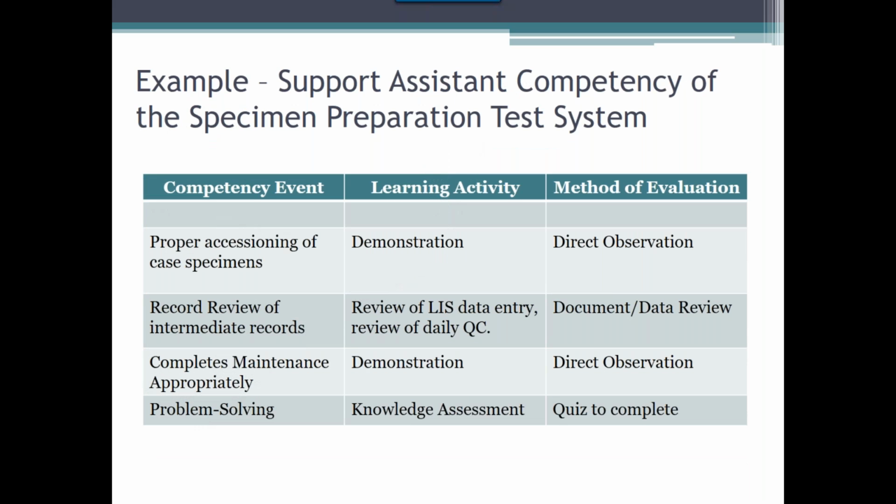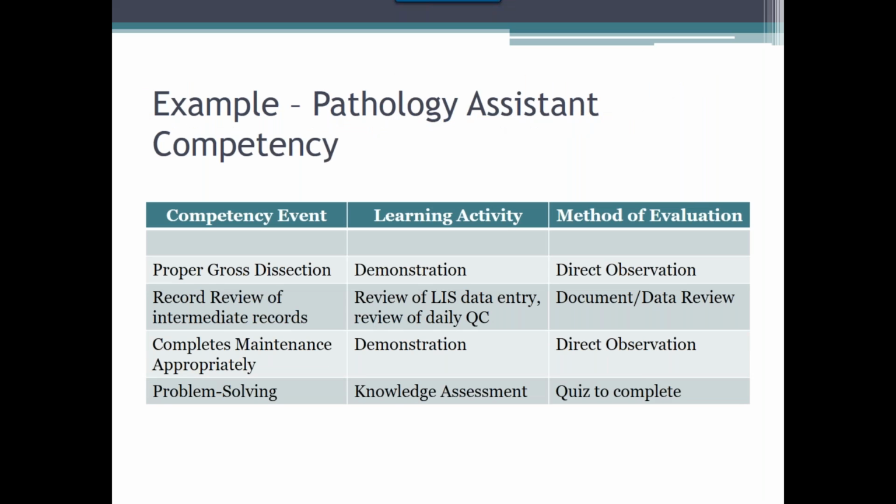The next example is a support assistant competency of the specimen preparation test system. So again, you can see here more specifically the areas that we look at, and then the learning activities that have been chosen, and then again, that method of evaluation. And then the last example I have is the pathology assistant.